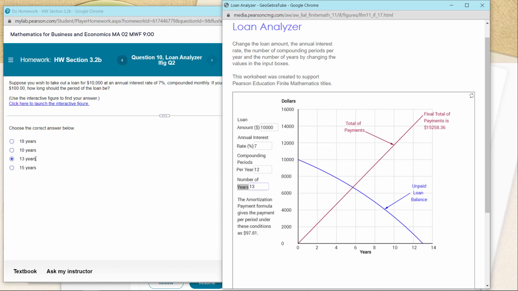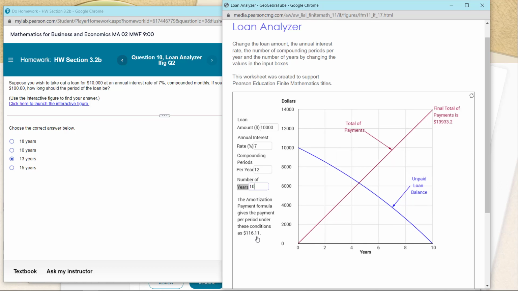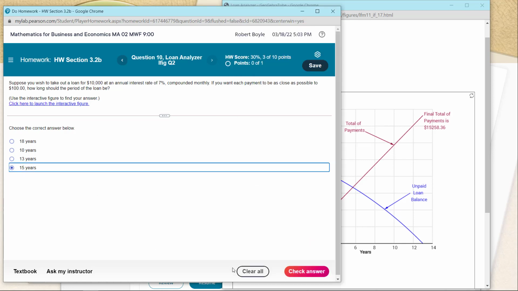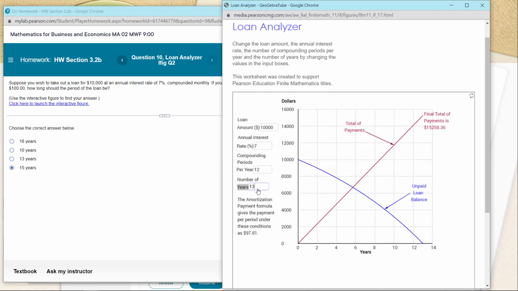So we actually want to decrease the term of the loan even more. We tried 13, it's still too low. Let's try 10. And that gives me a payment of $116. So that is $16 over 100. Let's go back to 13. That is $2.19 below 100. 15 is not even going to be close.